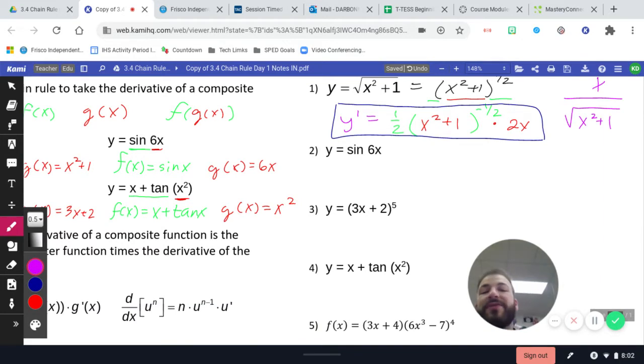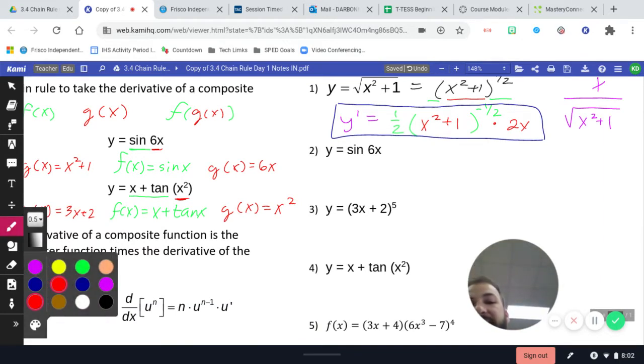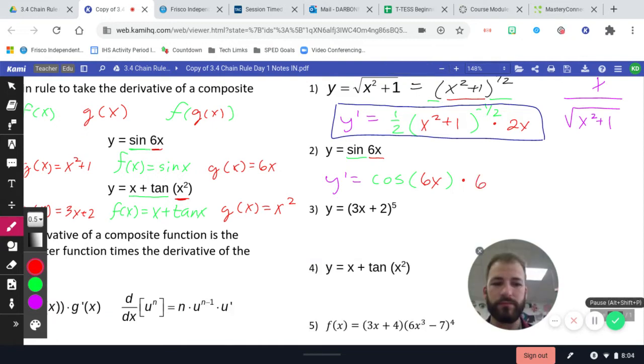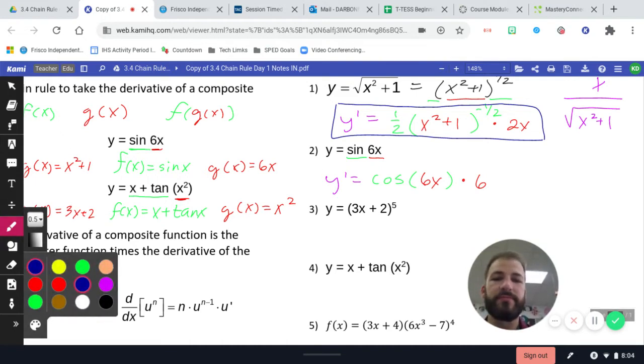Number 2, we have y is equal to sine of 6x. So our inside function is 6x, outside function is sine. So y prime is equal to the derivative of sine, which would be cosine. 6x stays the same. And then we multiply by the derivative of 6x, which would be 6. Okay, and that should be it. That one we don't even really have to simplify because it's already done. All right, let's look at 3.